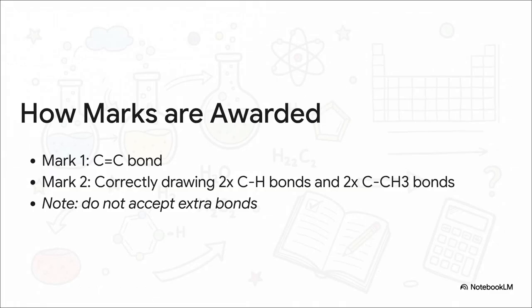So let's break down where those 2 marks come from. You get the first mark just for drawing the C=C double bond. Simple as that. The second mark is for getting all the other groups in the right place, the 2 hydrogens and the 2 methyl or CH3 groups. But look, pay really close attention to that examiner's note at the bottom. Do not accept extra bonds. This is so important. In these exams, you have to be precise.